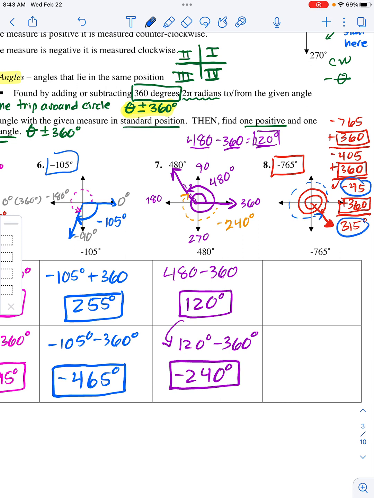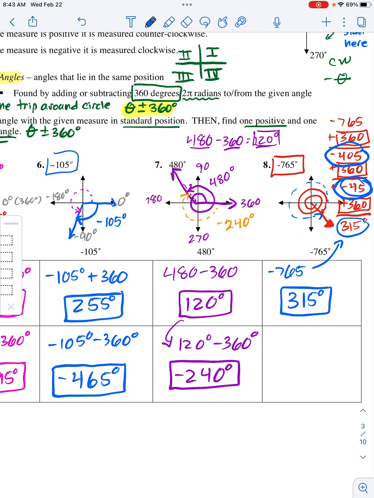So these last two actually turn out to be my answers for the chart, because I have to figure out how many times around I'm going anyway. So I go down here and I'm thinking, okay, I started at negative 765 and then I did all this work. And the first positive answer I got to was 315 because I kept adding trips around the circle until I got a positive number. And then for the negative ones, you could use any of the negative numbers you came up with along the way by adding the 360.